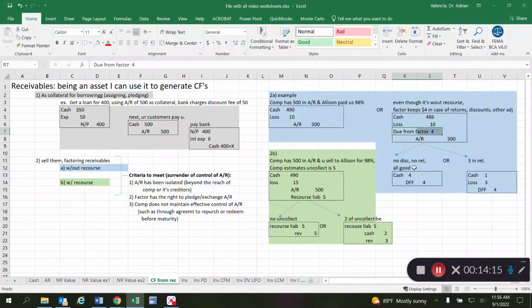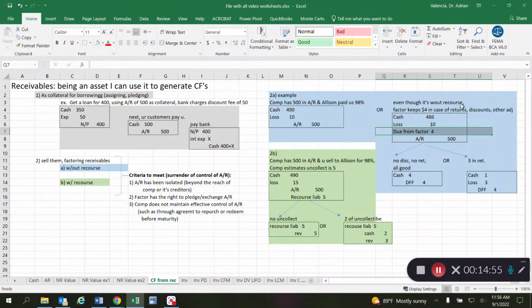Okay, and before I illustrate what happens in the future, I want to make sure that we're clear on something. This money due from factor that we're accounting for is very different than this idea of the recourse liability. The recourse liability is something that the company may have to pay later on, dealing with uncollectability of receivables. So this is a potential cash outflow in the future for uncollectability. This idea of the due from factor has nothing to do with uncollectability. It's about other issues besides collectability.